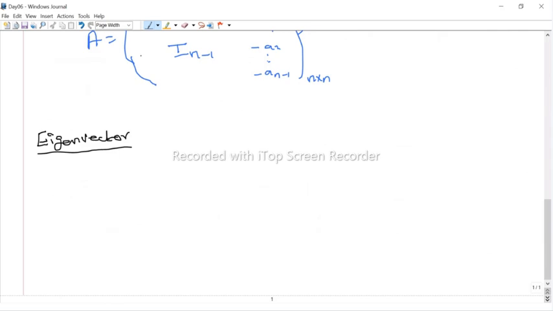Suppose A is a square matrix, an n by n matrix, and we can find an eigenvalue because the roots of the polynomial determinant of A minus xi are the eigenvalues. Suppose A is given, so A is an n by n matrix, and suppose lambda is an eigenvalue of A.